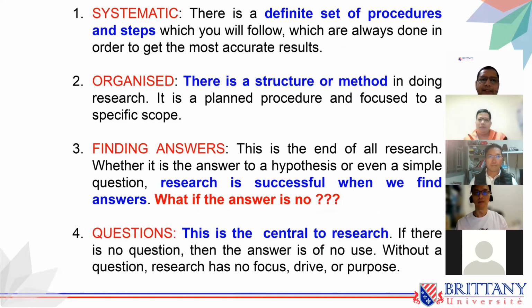Now, what does it mean when I say systematic? There is a definite set of procedures and steps which you follow, which are always done in order to get the most accurate result. We have two sessions today and on the 21st, one more session. In these sessions, I'll be explaining the steps. If you miss some steps or some process, the result can be opposite. You understand or not? In a laboratory, when the chemist or the physician does laboratory tests, if the ingredients are not in proportion, something bursts out, right? So the whole experiment goes wrong.